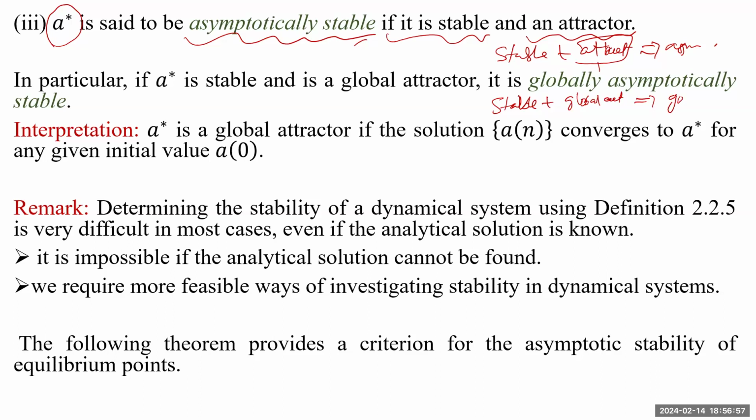That is, the A star is a global attractor if the solution A of n converges to A star for any given initial value A of 0. So there is no restriction on the initial value. For any initial value, the solution approaches A star as n tends to infinity. Right? So what is the remark?